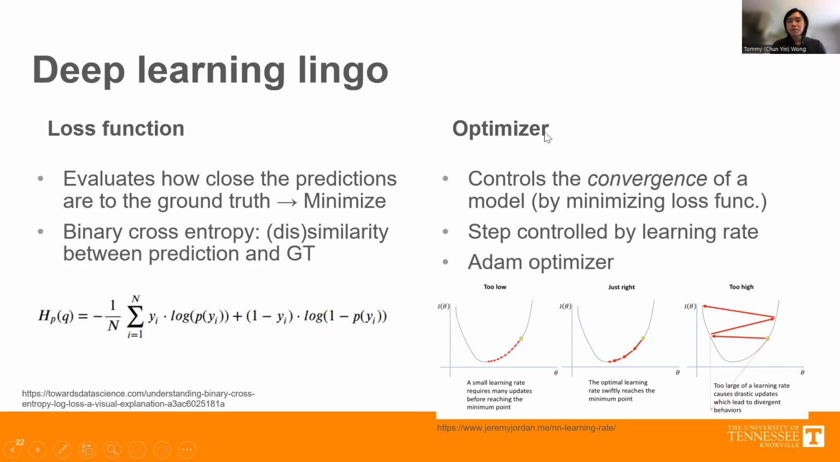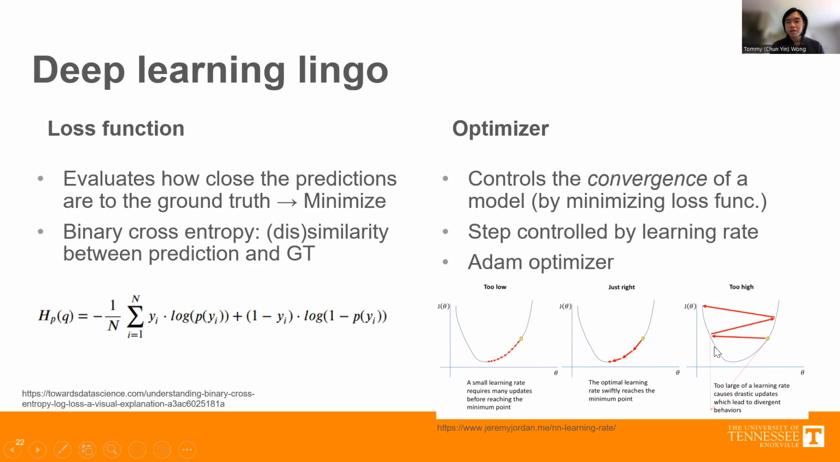And so to actually minimize that loss function, there's another parameter that's being set, and it's the optimizer. The optimizer controls the convergence of a model by minimizing the loss function. And you control that convergence further by controlling the step, which is also known as the learning rate, as we've mentioned before in the previous slide.